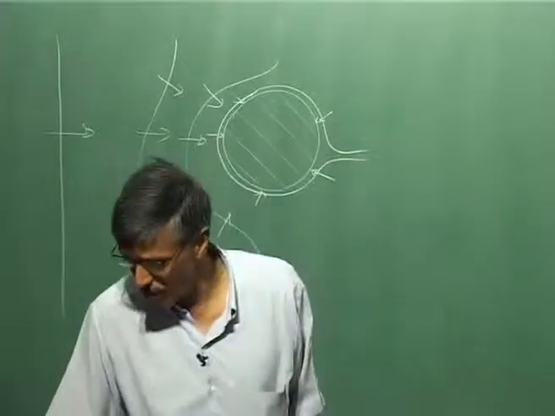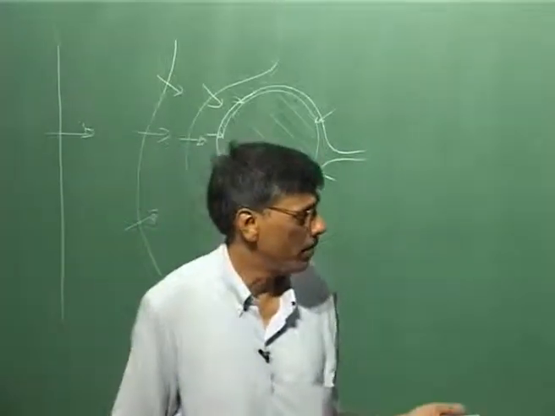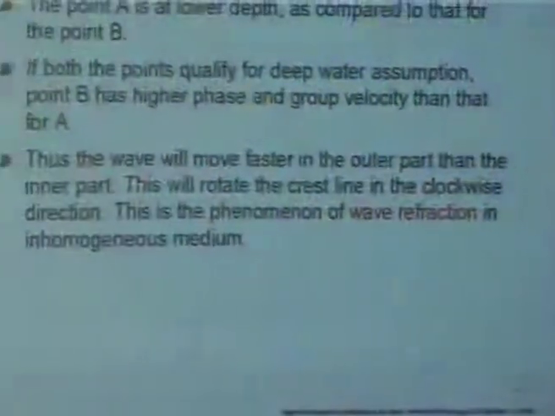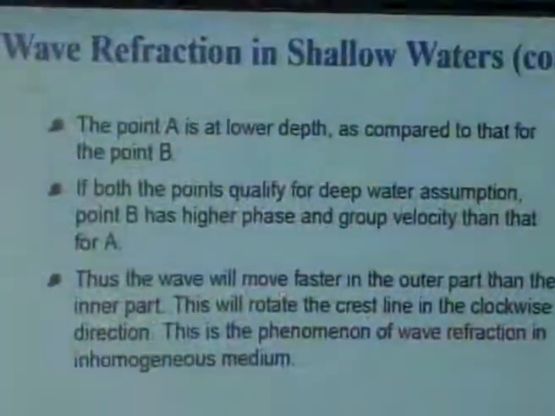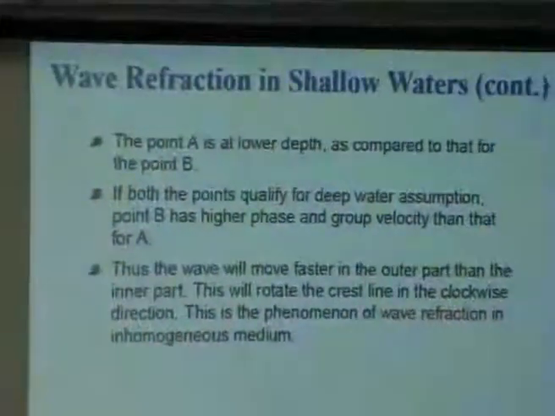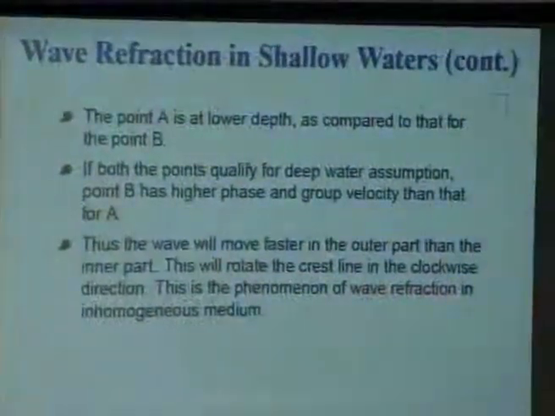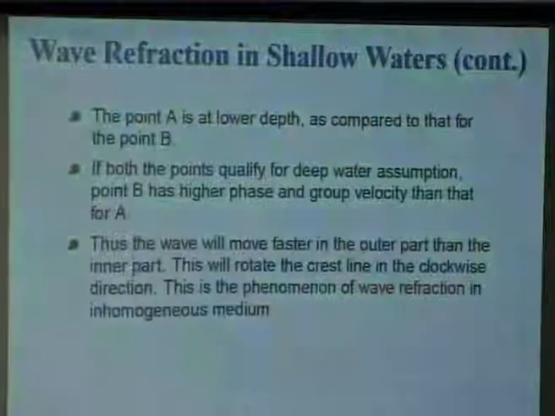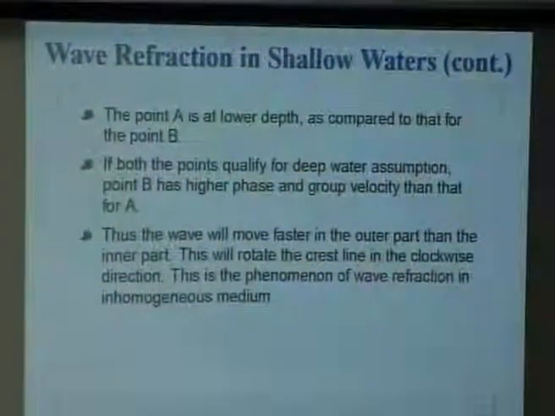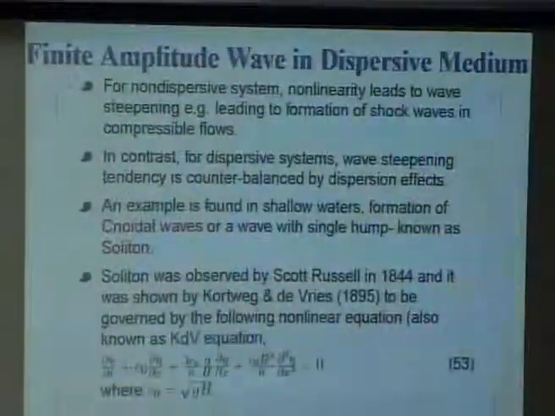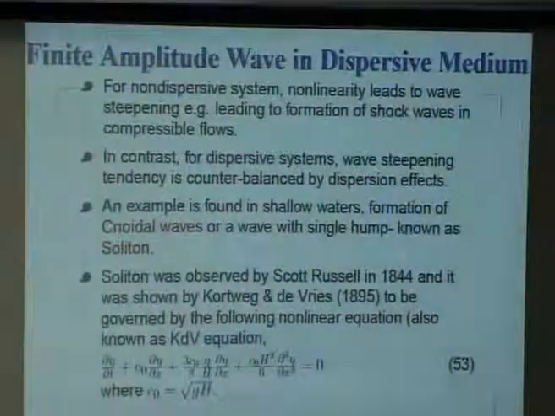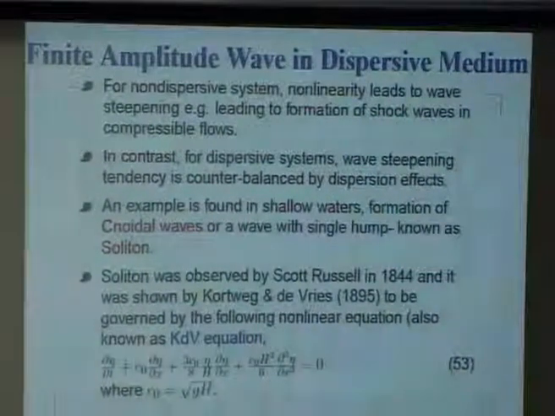Now, this is what we have already explained, that in the outer part we will have a higher velocity. So, the waves will move faster there compared to the inner part. This rotates the crest line in the clockwise direction, and this is the phenomenon of wave refraction for an inhomogeneous medium, right. Now, we come to another aspect of wave motion.